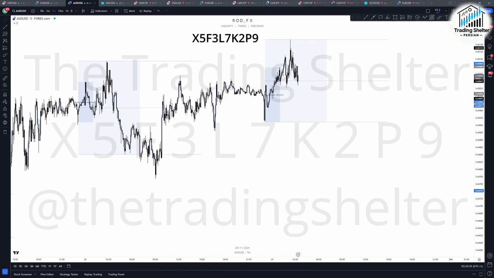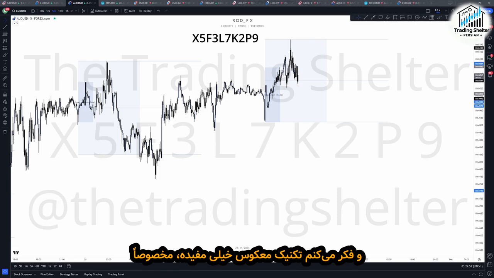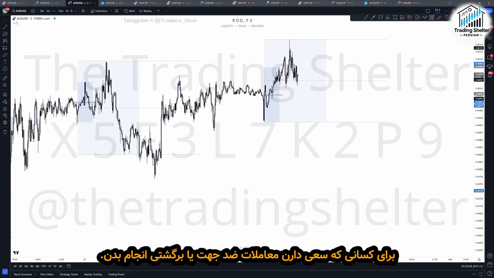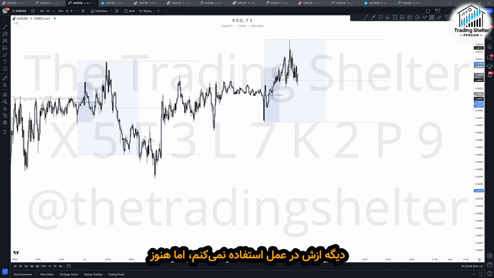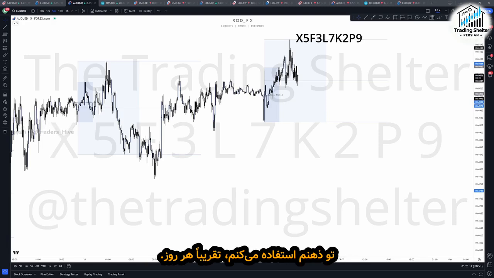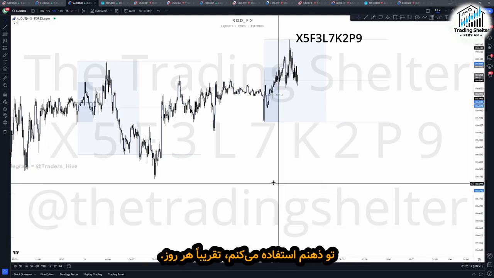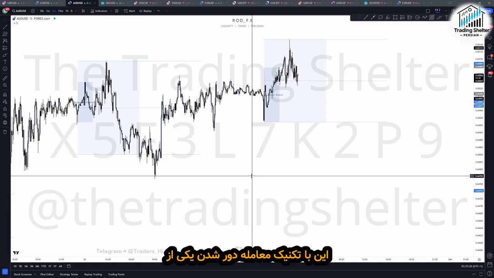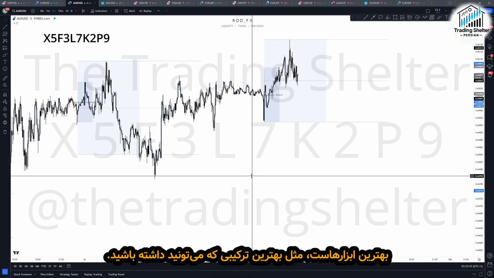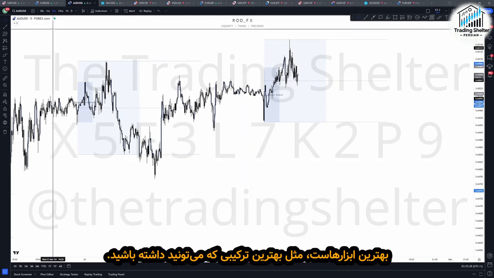And I think that the reverse technique is very useful, especially for people that are trying to take counter trades or reversal trades. I don't use it practically anymore, but I still use it in my head almost every day. And it actually helps you stay away from a lot of traps. This, with the trade away technique, is one of the best tools, like the best combo you can have.